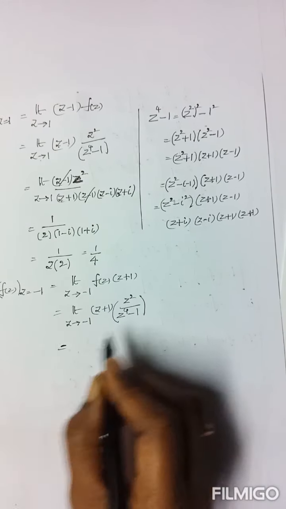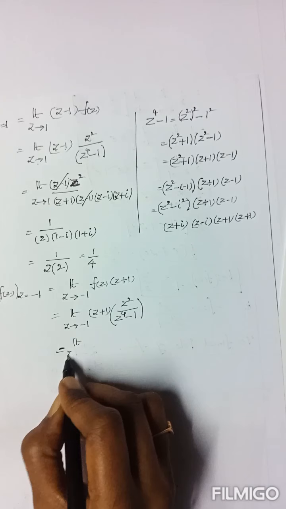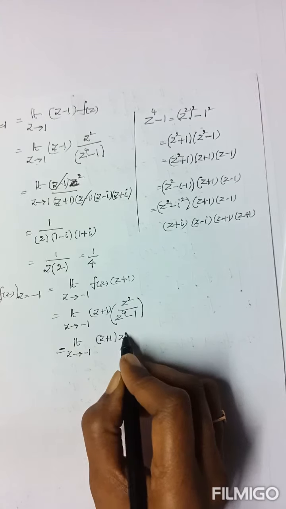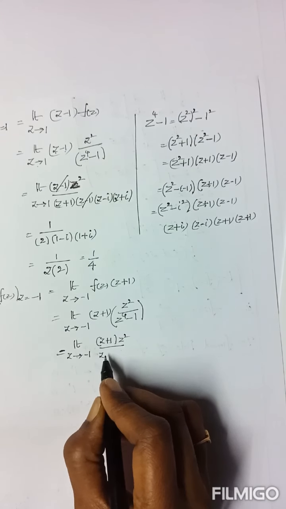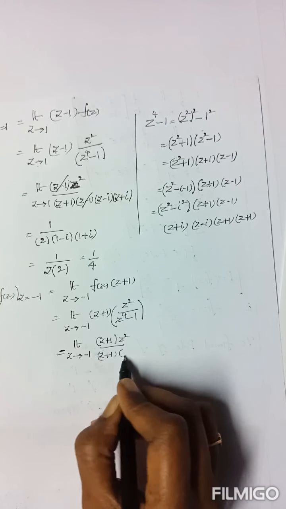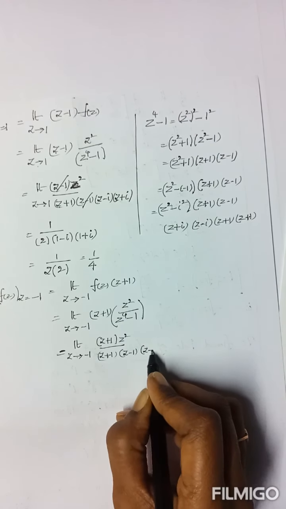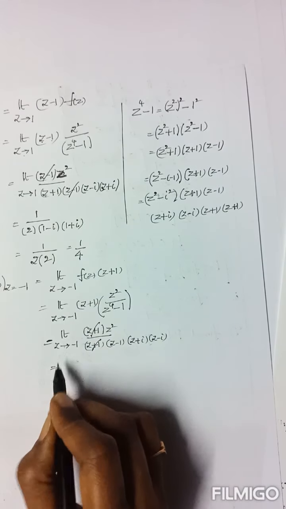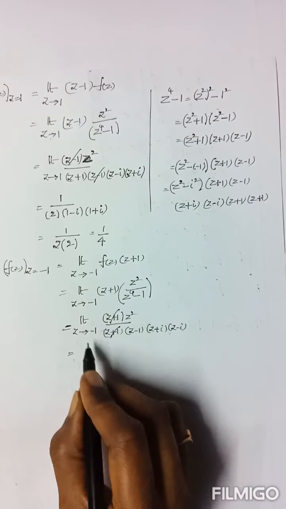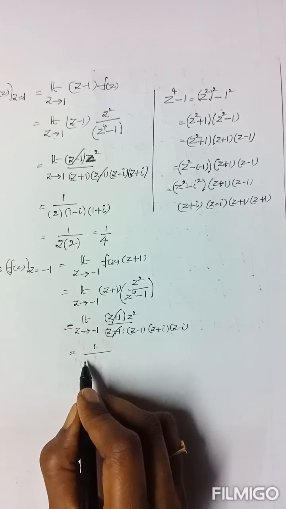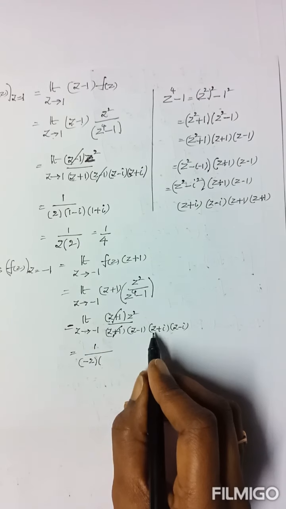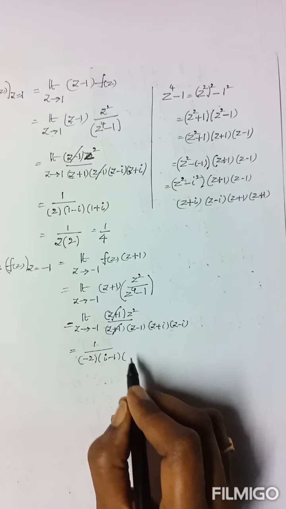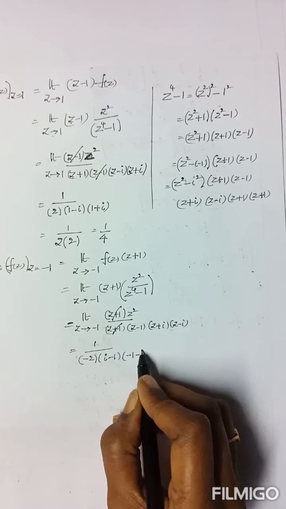In this case, we try the factors of the denominator. Limit as z tends to minus 1 of z square by the expansion of z power 4 minus 1, from the roots: z plus 1, z minus 1, z plus i, z minus i. After cancellation, we can substitute z equal to minus 1. So minus 1 whole square is 1. Here minus 2. Here minus 1 plus i, also written as i minus 1. Here also minus 1 minus i.